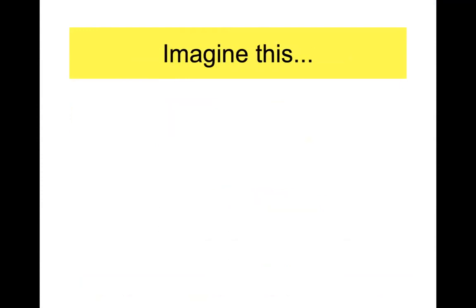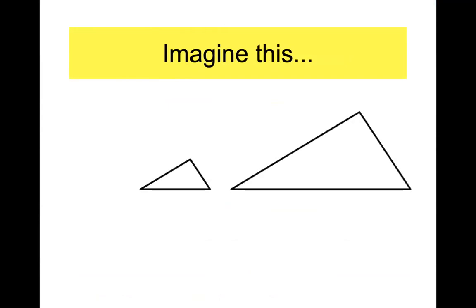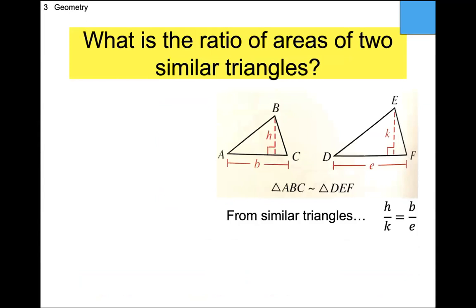All right, so imagine this. We're not going to put a triangle in a triangle. This time we're going to make two similar triangles. And remember, we've already done a whole chapter on similar triangles. When two triangles are similar, that means that the corresponding angles are congruent and their sides are in proportion. So for instance, I wrote the proportion H over K, small triangle over big triangle, is equal to B over E.